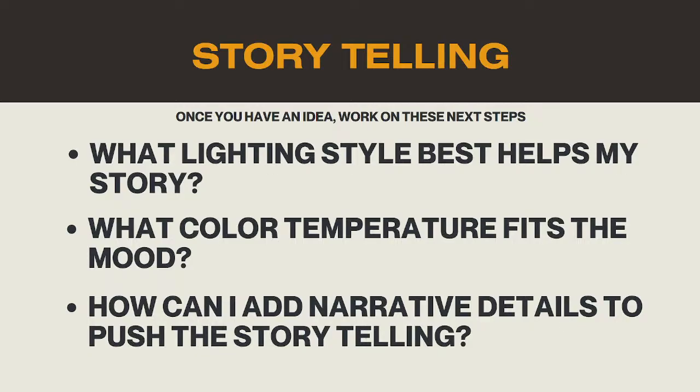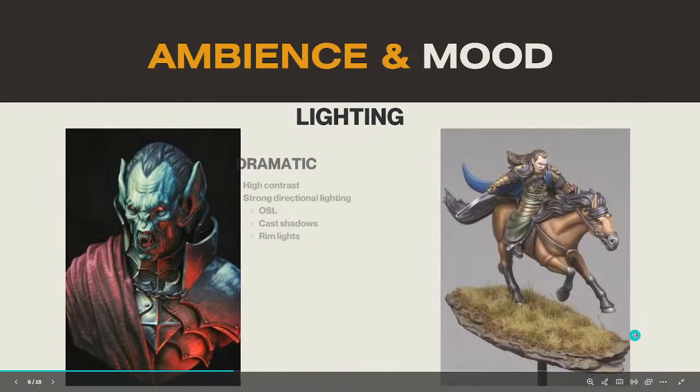What lighting style best helps my story? What color temperature fits the mood? And how can I add narrative details to push the storytelling? Let's break down all 3 of these one by one, and then we'll check back on that zombie orc that I painted. Okay, let's start off with lighting.